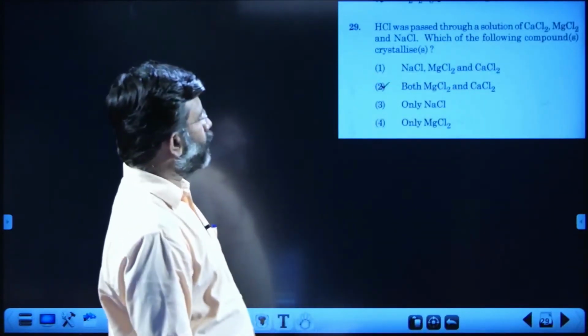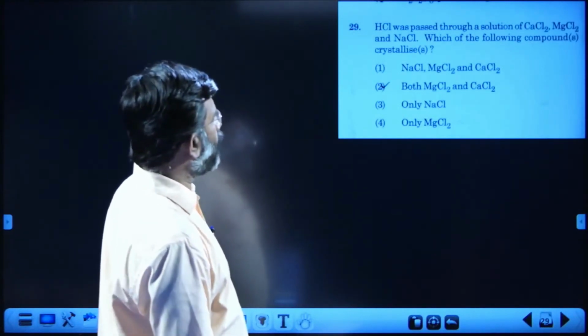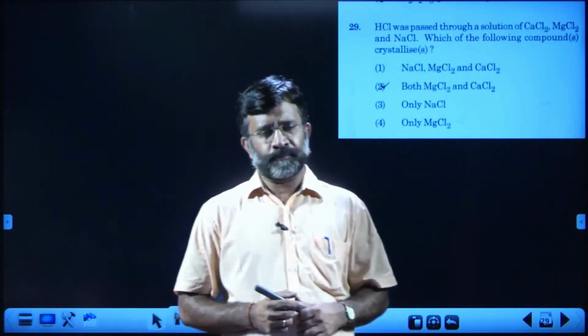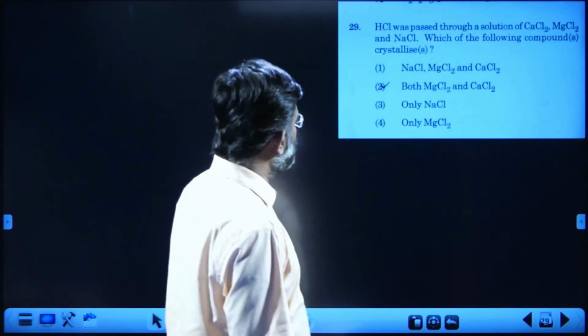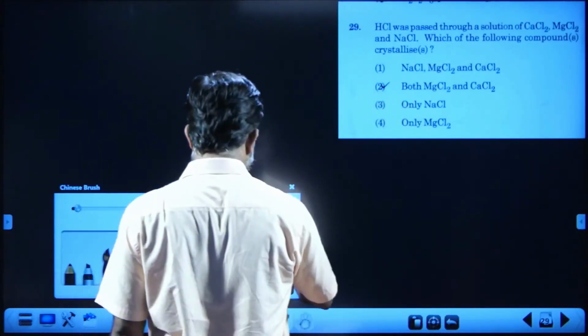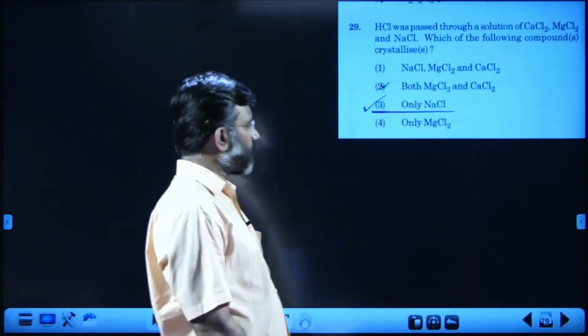Question number 29. HCl was passed through a solution of calcium chloride, magnesium chloride and NaCl. Which of the following compounds crystallizes? There can be a bit of confusion in that question. Regarding the fundamental logic of solubility, the correct answer is only NaCl because that will crystallize first.